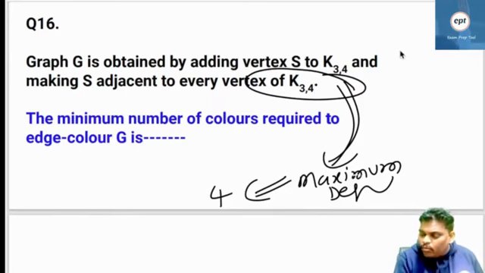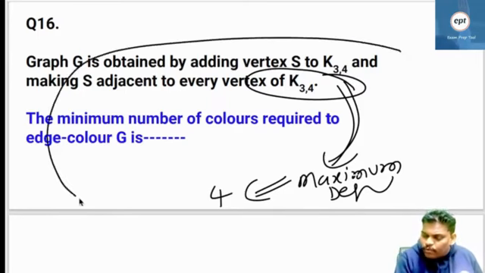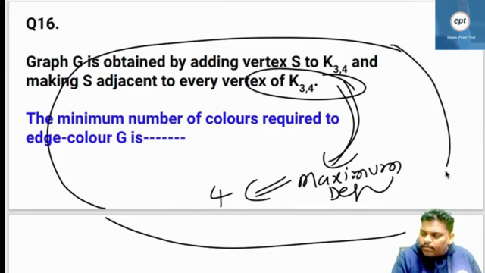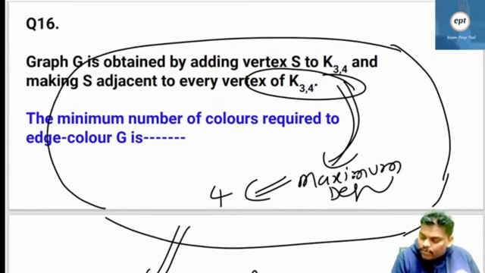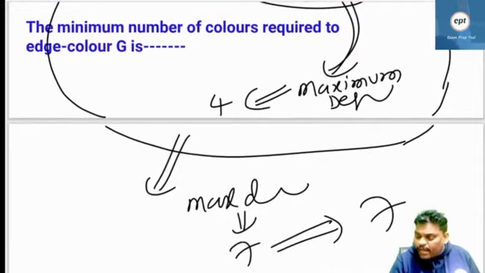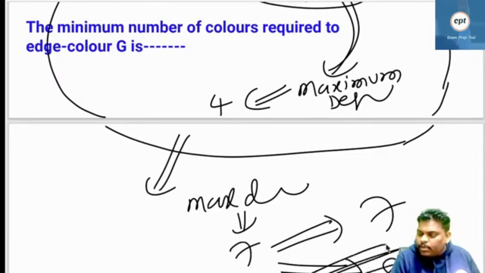But when you add one more vertex, it is not a bipartite graph. So maximum degree here is 7. At least 3 people with the maximum degree? No. Answer is 7 only. If at least 3 people with the maximum degree, answer is 8. But 3 people not there. Maximum degree, 1 person only there. Answer is 7.